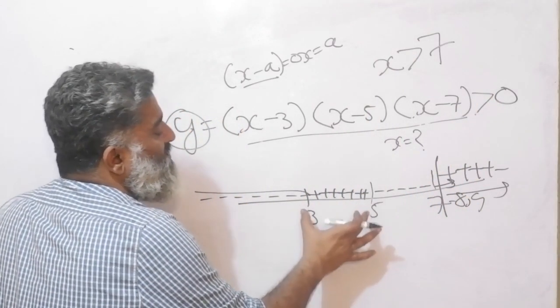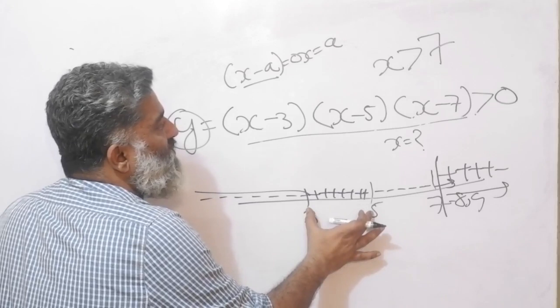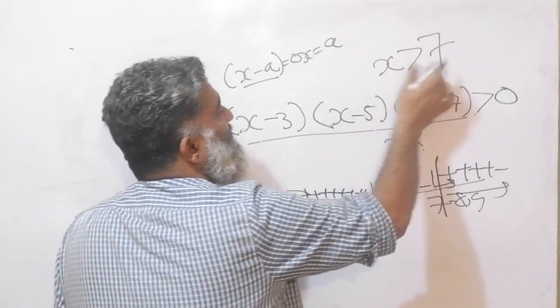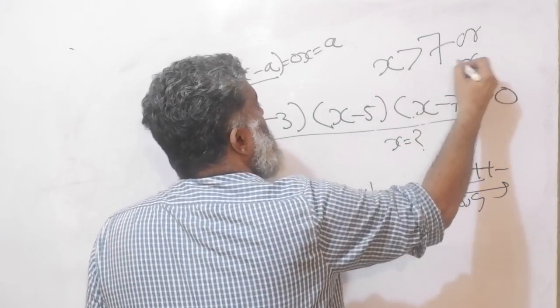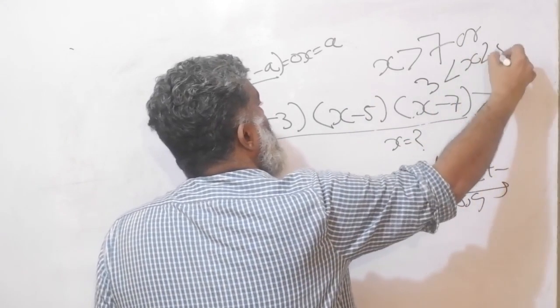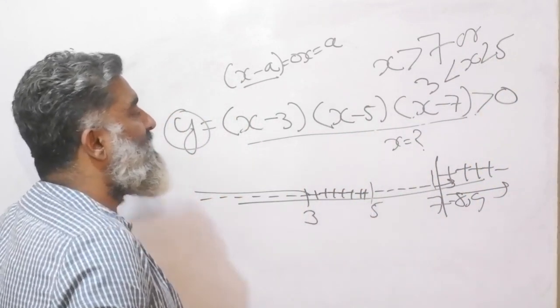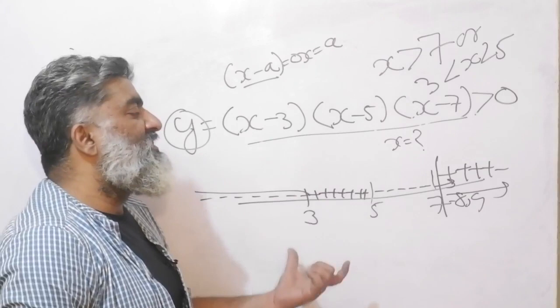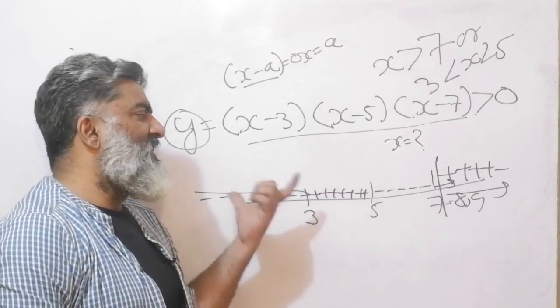And what else works for me? Between 3 and 5 also works for me. So x is greater than 7 or x is greater than 3 and less than 5 is also fine for me. Right? And this is it. This is our very, very basic, easy shortcut.